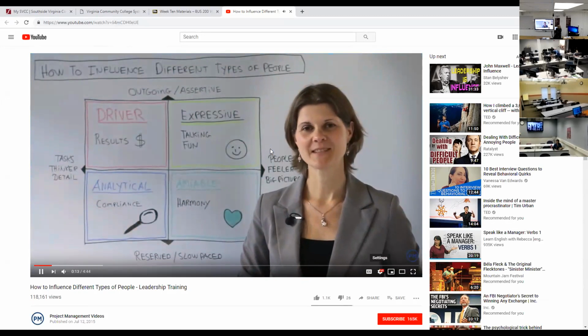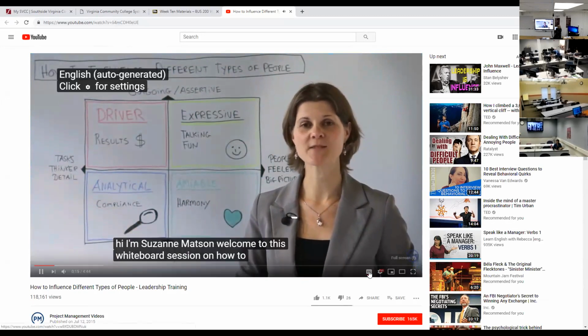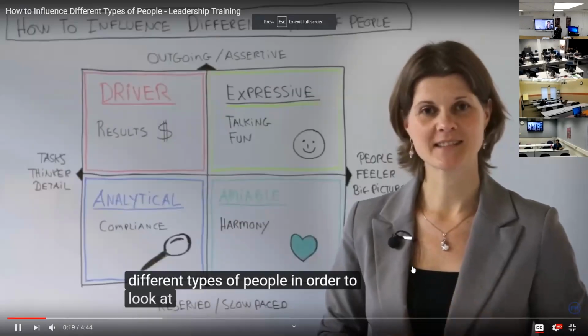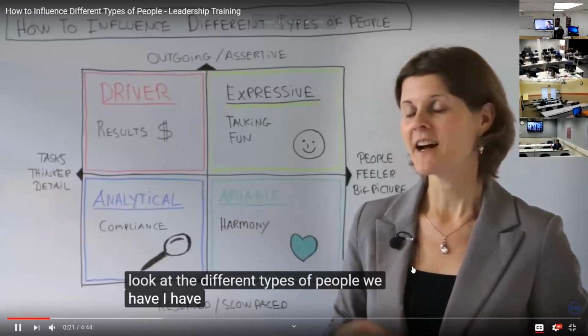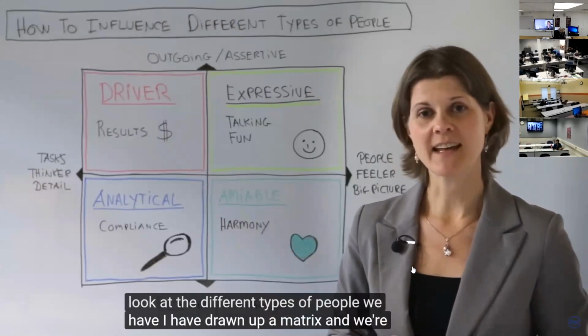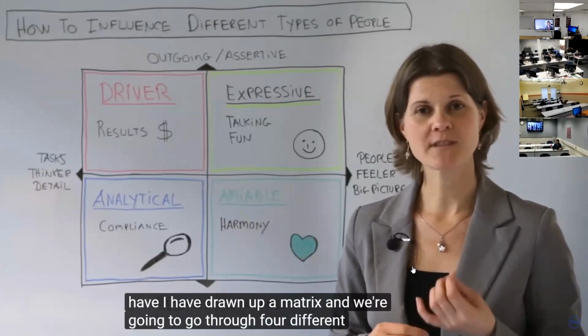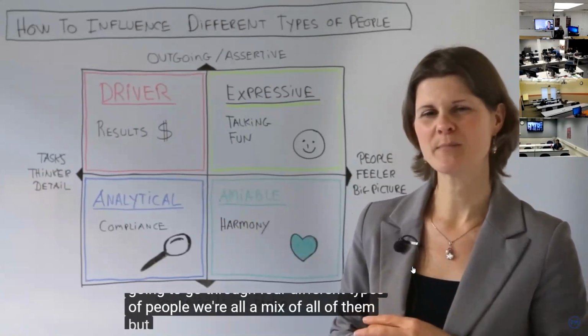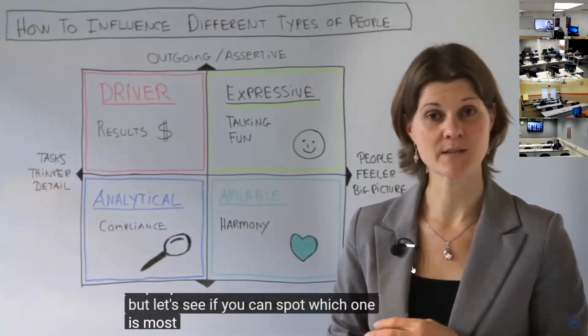I'm Suzanne Metzen. Welcome to this whiteboard session on how to influence different types of people. In order to look at the different types of people we have, I have drawn up a matrix. And we're going to go through four different types of people. We're all a mix of all of them, but let's see if you can spot which one is most restrictive on yourself.